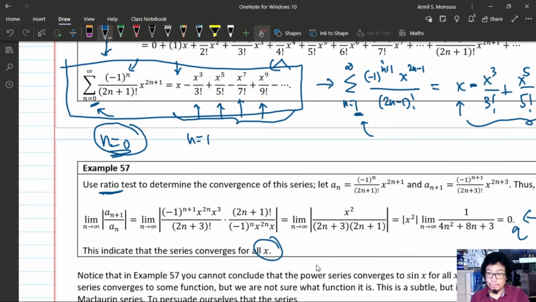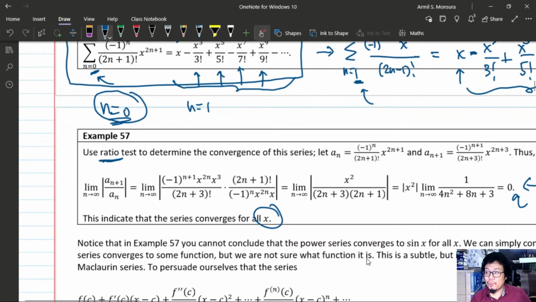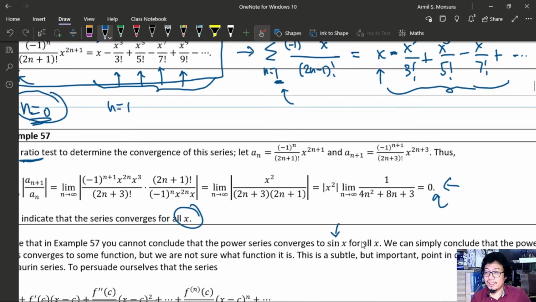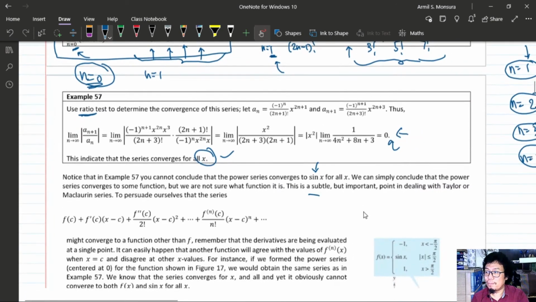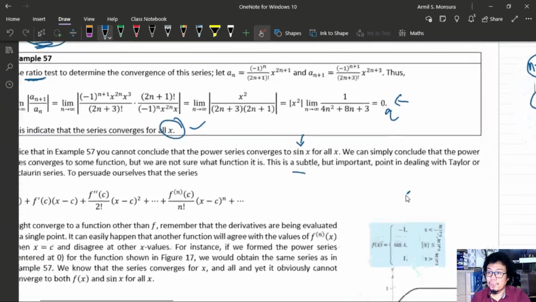But again, we cannot conclude that the power series converges to sine x for all x. Even if the series is convergent, we are not really sure that this series would actually converge to sine x. All we know is that the series would converge to a sum, but we don't know if that sum is actually sine of x. Remember that this is a subtle but important point in dealing with Taylor or Maclaurin series.